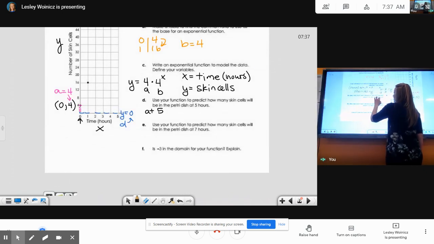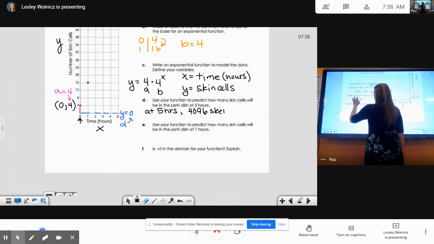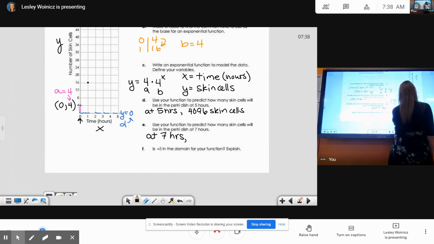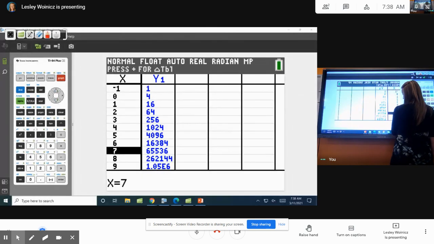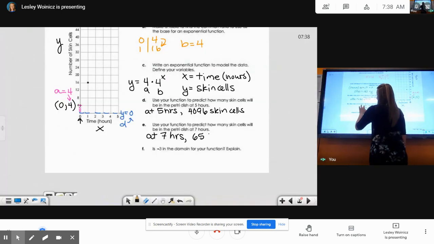At 5 hours, there were 4,096 skin cells. And at 7 hours, there were 65,536 skin cells.